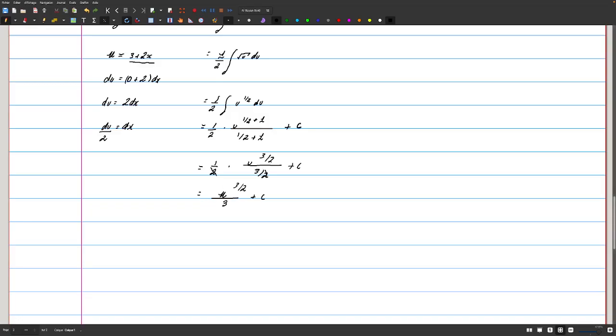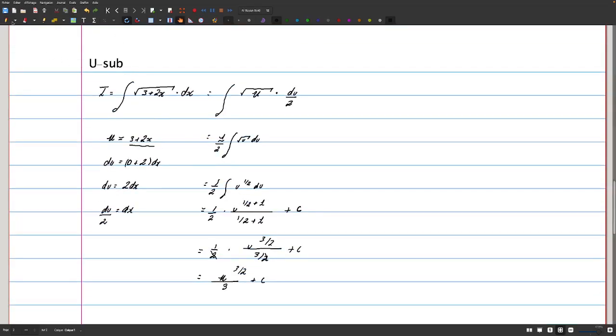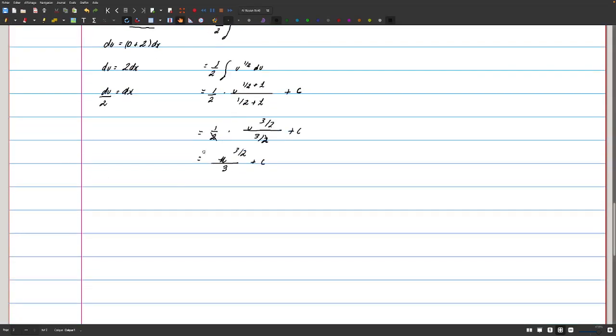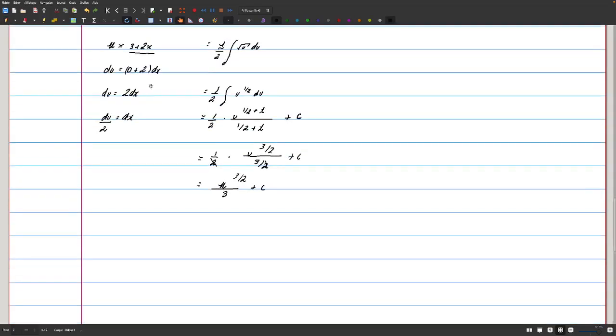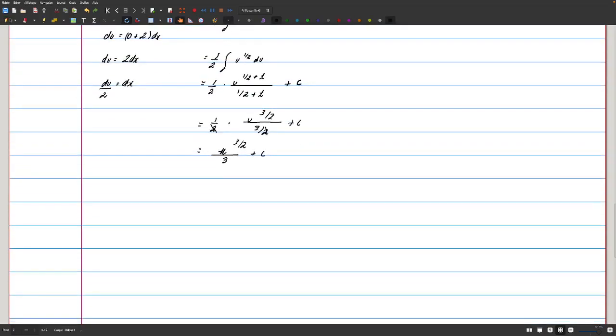Now we can't leave our answer just like this because the question in the beginning, the integral, was in the form of dx. Right, so we kind of want to find our answer under x. So what we do is that we know that u is equal to 3 plus 2x. So very easily, wherever our u is, we replace it with 3 plus 2x. So 3 plus 2x to the 3 over 2 over 3 plus c is our final answer.